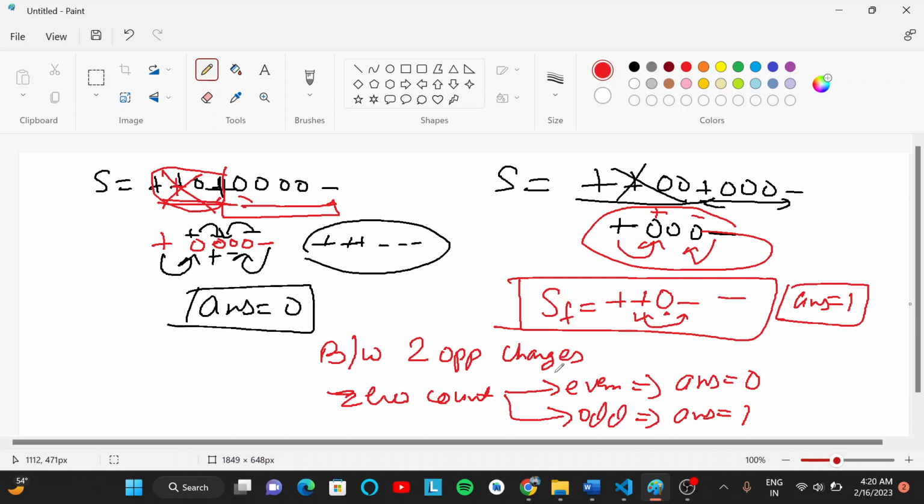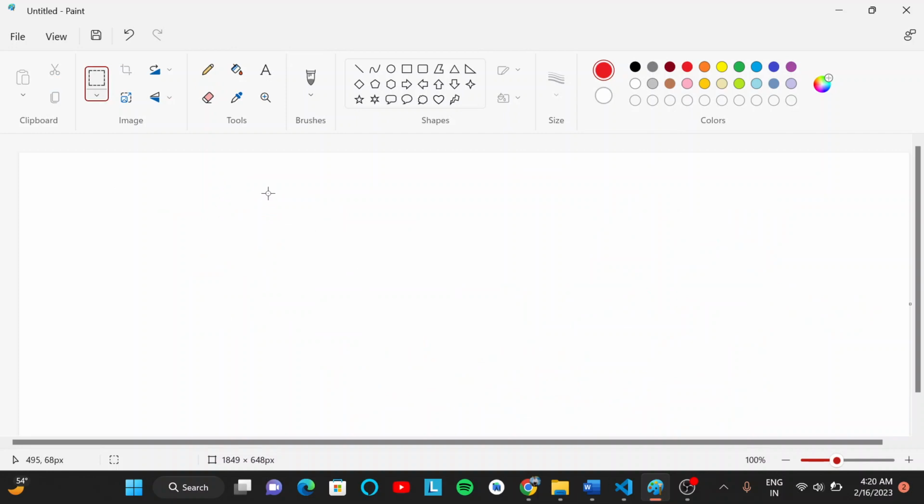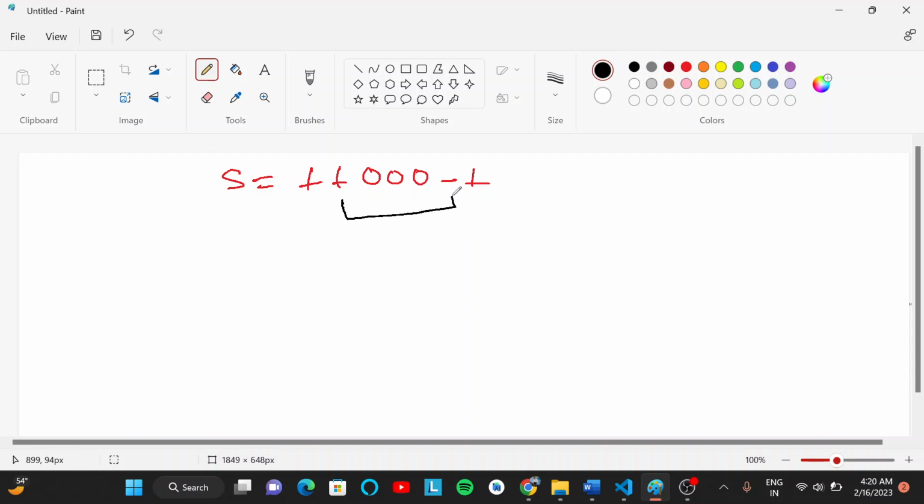I will suggest you to implement it by yourself, and I'll just give you a glimpse of my code, how I have implemented it. Just to give you a basic explanation of my code, I'll take another test case, that is plus plus 0 0 minus plus. I know that this part of the string is only useful to me, so I only have to check the count of zeros in this part of the string.